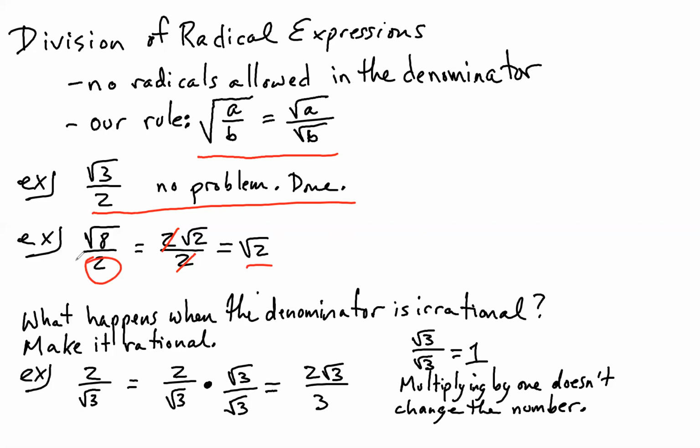So what happens, though, when this denominator is irrational? We can't have radicals in the denominator. So we're going to have to make it rational. And we've seen this before. I multiply by 1. If I have 2 over radical 3, I take that and multiply it by radical 3 over radical 3, which is equal to 1. So 2 times radical 3 is 2 radical 3. Radical 3 times radical 3 is 3. And there is my simplified version. 2 divided by radical 3 is not simplified. It has an irrational number in the denominator, a radical.